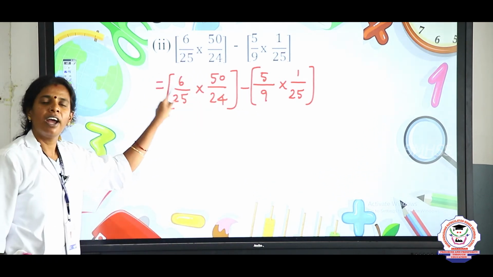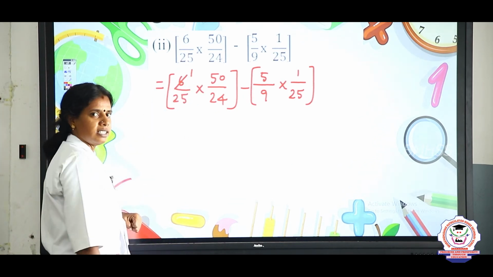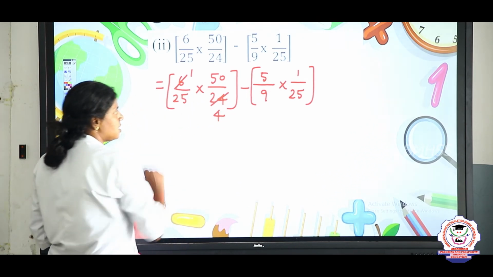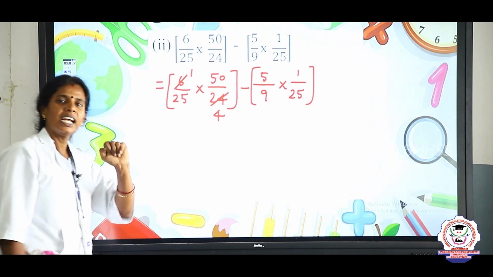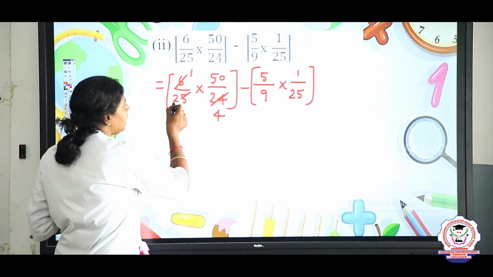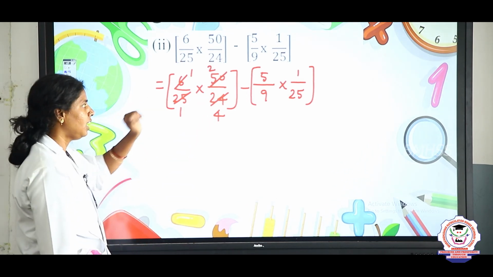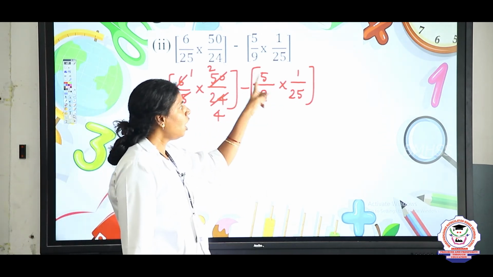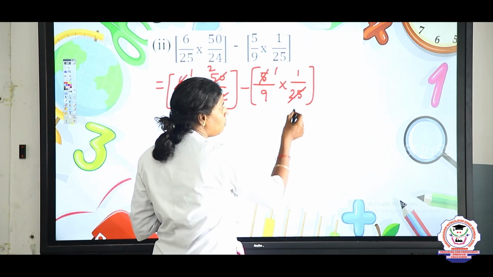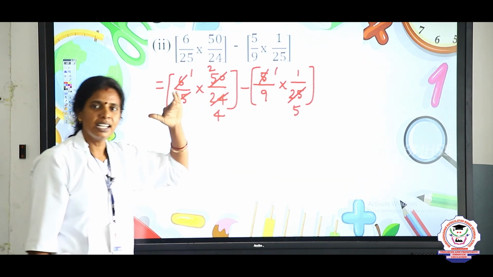See, 6 and 24 have a common factor in the 4 table, right? So, how many times can we cancel? 6 ones are 6 and 6 fours are 24. And 25 and 50 you can cancel in the 5 table as well as the 25 table, yes, 25 one time and here 25 twos are 50, very good children. Now, how to solve 5 and 25? Yes, 5 ones are 5, and this 5 times, 5 fives are 25. So, we have made it in the simplest form.